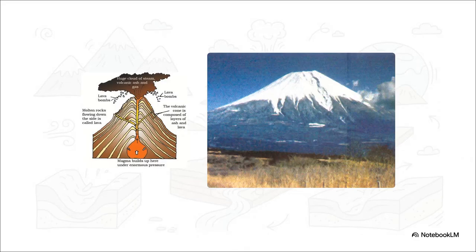And finally, we have volcanic mountains. As you can probably guess from the name, these are formed by volcanic activity. Molten rock or magma forces its way to the surface, and it erupts as lava and ash. Over a long time, these layers just build on top of each other, forming that classic cone-shaped mountain. Mount Kilimanjaro in Africa and Mount Fujiyama in Japan are two really famous examples.